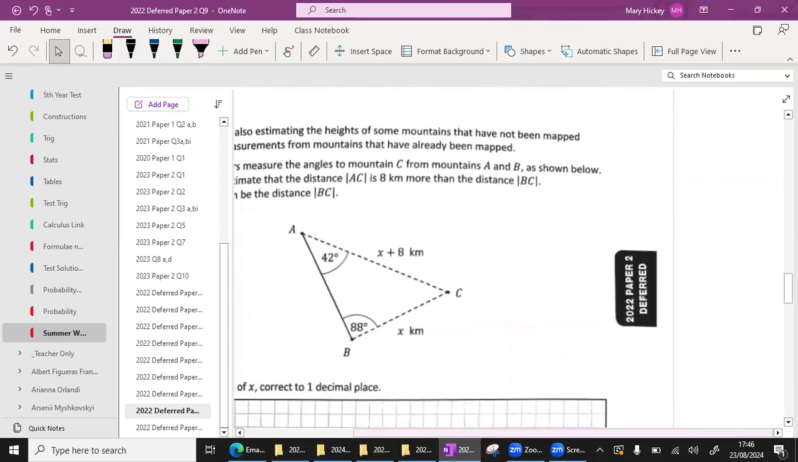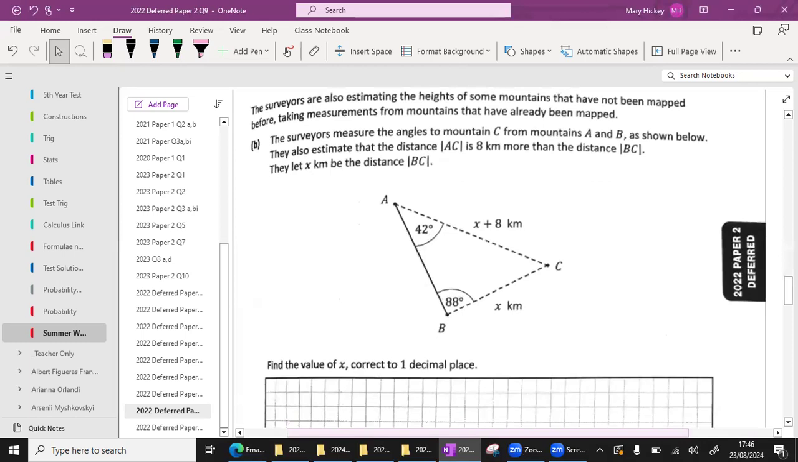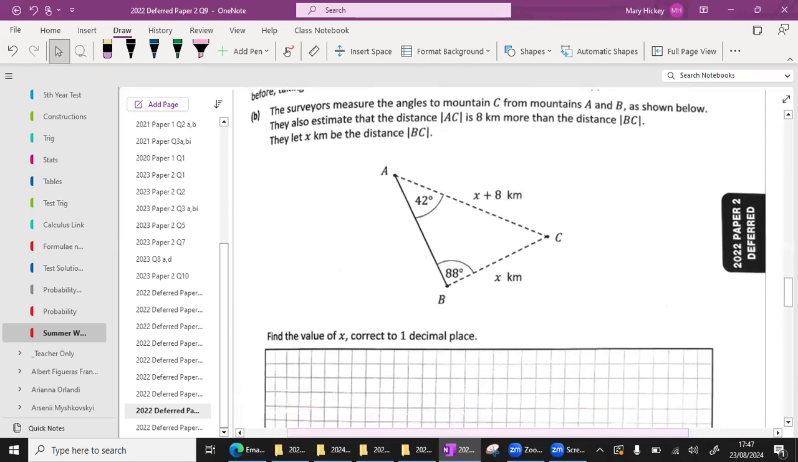Okay, we should get this one done as well in this video. The surveyors are also estimating the heights of some of the mountains that have not been mapped before, taking measurements from mountains that have already been mapped. The surveyors measured the angles to the mountain C from mountain A and B as shown below. They also estimate that the distance A to C is 8 more than the distance from B to C. So we don't actually know any of the distances, but we do know that there's a connection. So if B and C are X kilometers apart, then A and C are X plus 8 kilometers apart. They let X kilometers be the distance from B to C. Find the value of X.